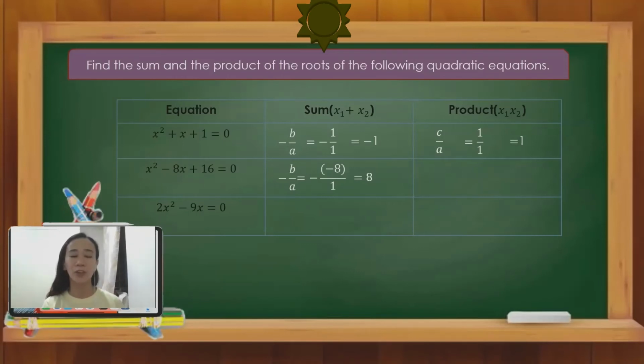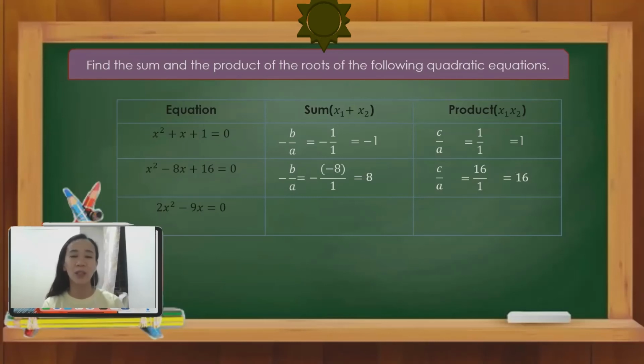How about the product of the roots of x squared minus 8x plus 16 is equal to 0? What's your answer, Guadans? If your answer is 16, you are very marvelous, Guadans. Let us check. c over a, 16 divided by 1, which is 16.